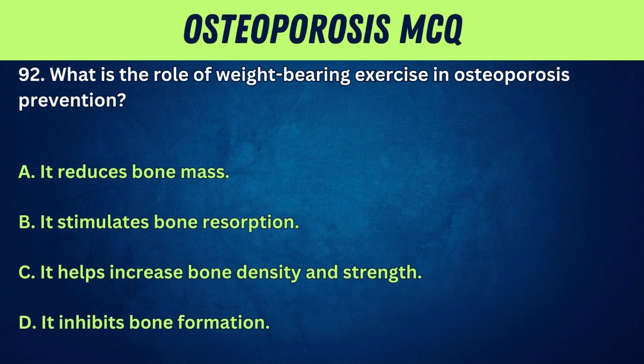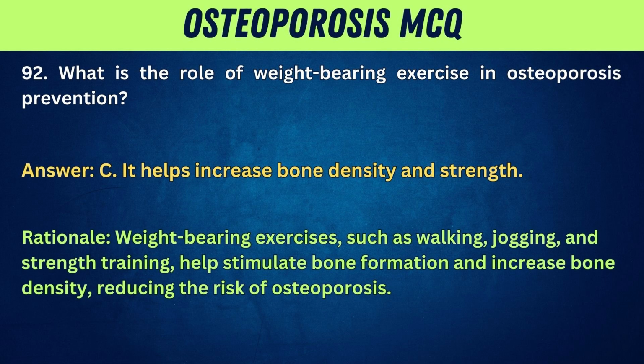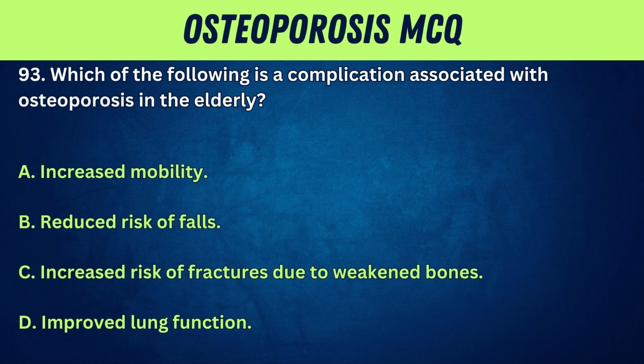What is the role of weight-bearing exercise in osteoporosis prevention? A. It reduces bone mass. B. It stimulates bone resorption. C. It helps increase bone density and strength. D. It inhibits bone formation. Answer: C. It helps increase bone density and strength. Rationale: weight-bearing exercises, such as walking, jogging, and strength training, help stimulate bone formation and increase bone density, reducing the risk of osteoporosis. 93. Which of the following is a complication associated with osteoporosis in the elderly?